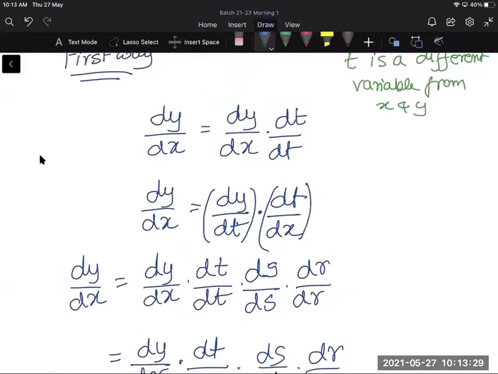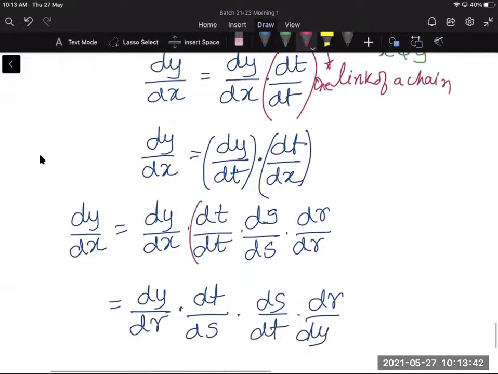Right? So we will call this one link of a chain. Therefore, we get many links of the chain.